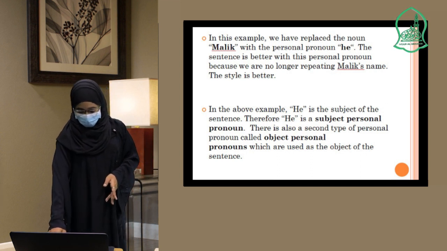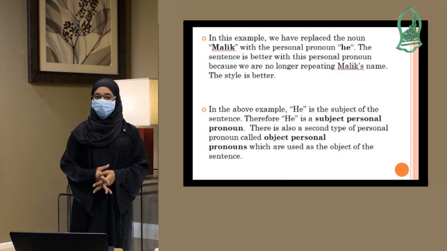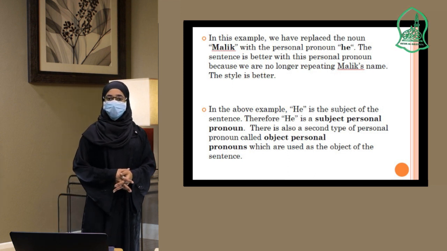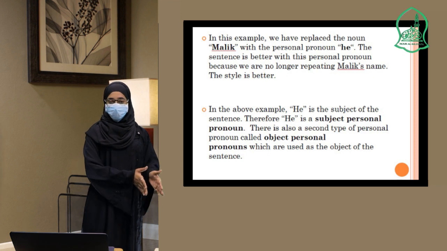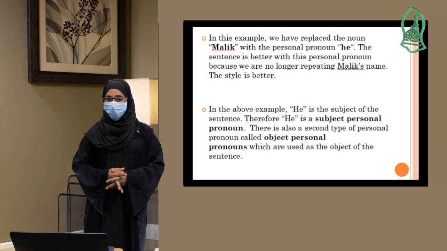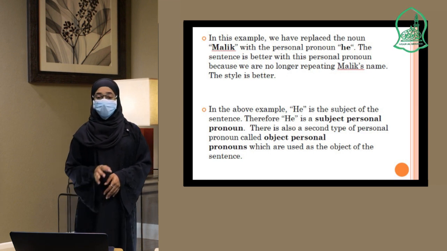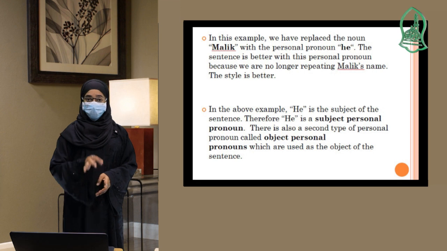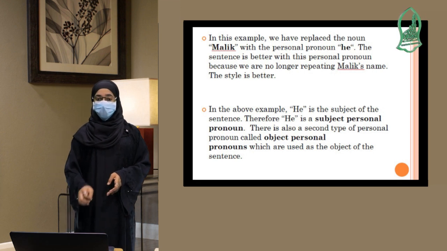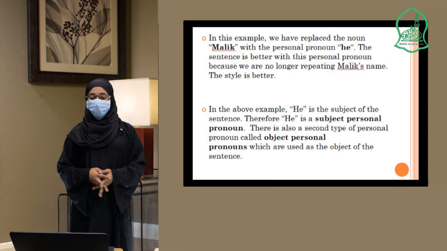Subject personal pronouns are the subject of the verb. When we talk about the subject of the verb, we mean that the pronoun comes first and then the verb comes after the pronoun. These are the subject pronouns. And the object pronouns are those personal pronouns that appear in a sentence after the verb, meaning at the end of the sentence.